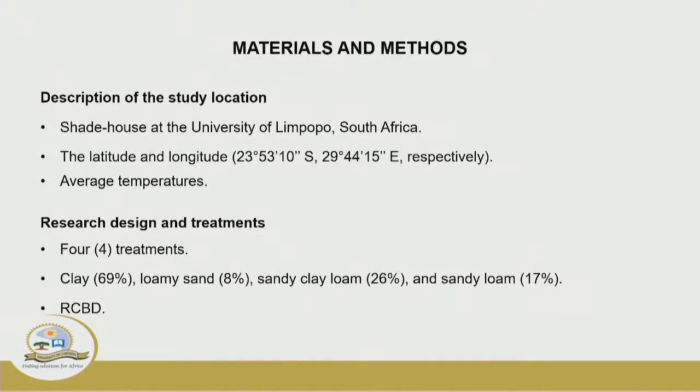The average temperatures for the study were recorded on a monthly basis, and February recorded 30 degrees Celsius and June recorded 19 degrees Celsius. And our study comprised four treatments, which were clay, loam, sandy clay loam, and sandy loam. These percentages inside the brackets represent the clay content, the clay particles of the soils. And our study was arranged in a randomized complete block design.